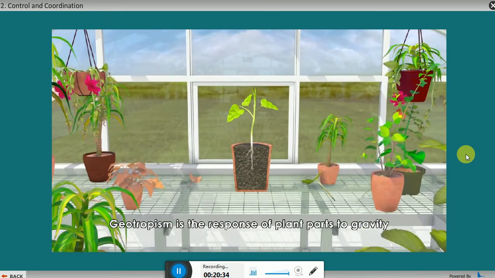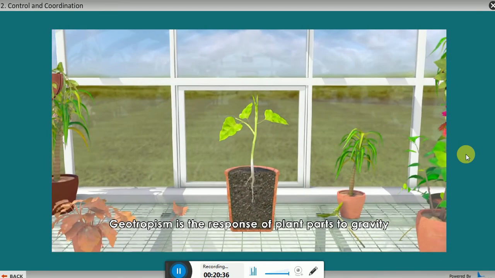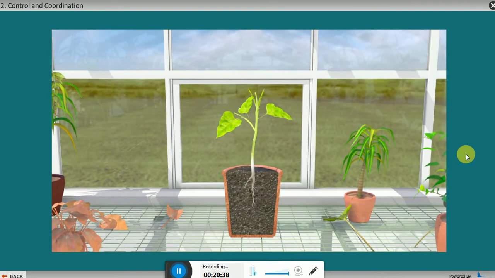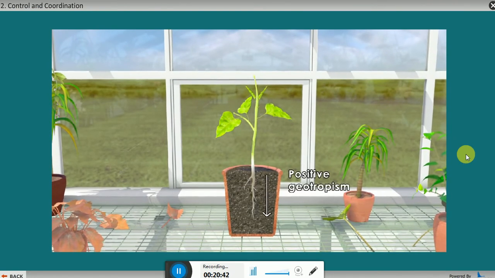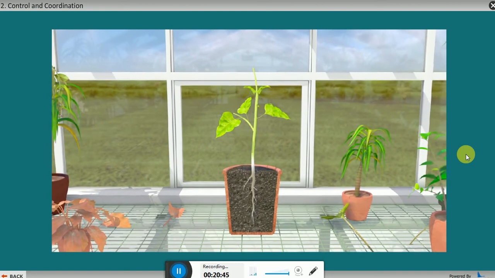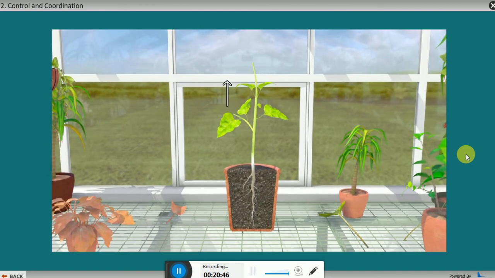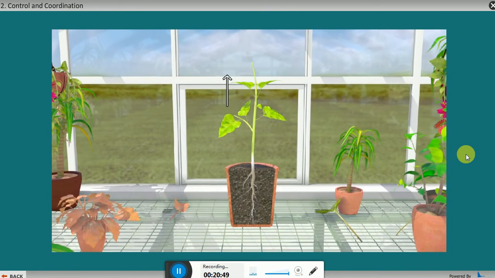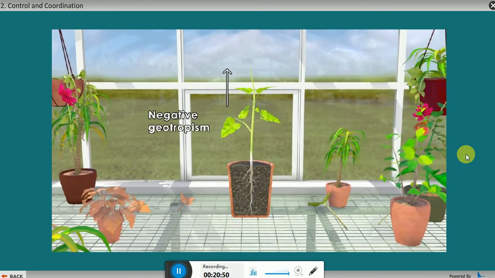Geotropism is the response of plants to gravity. The roots of a plant will always grow down, displaying positive geotropism. The stem of the same plant will grow upward against the gravitational pull, exhibiting negative geotropism.